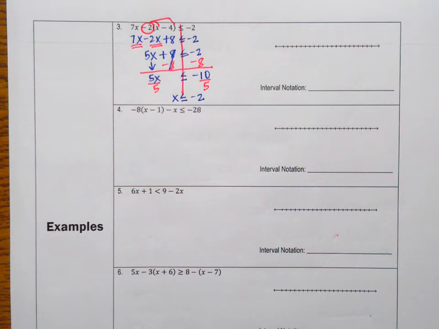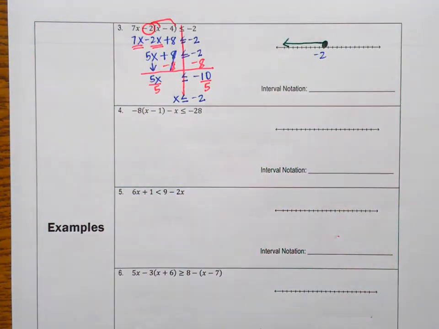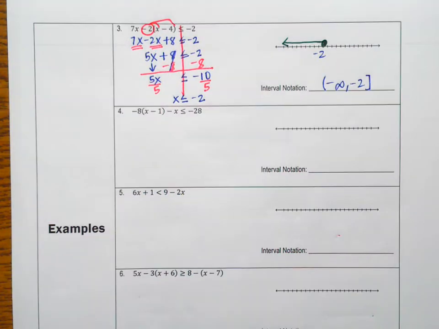So I want you guys from there to graph that inequality. I got my graph to be a closed circle because of that "or equal to." It's going in the negative direction. Now write it in interval notation. I got -infinity to -2. Remember, because it's a closed circle, we use a bracket. And with infinity symbols, we always use parentheses.